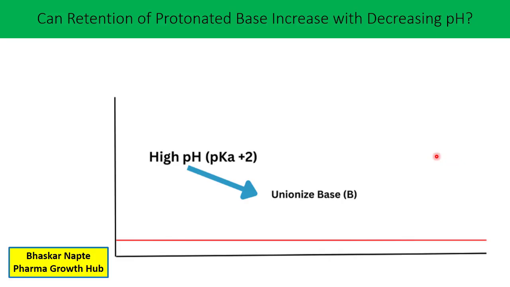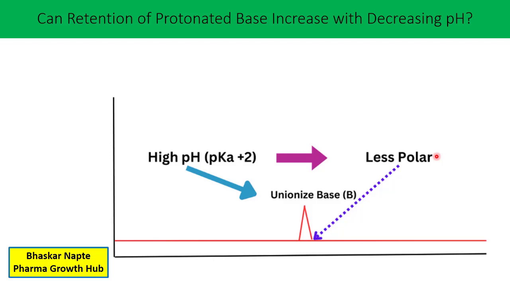So any basic compound can stay in an unionized or ionic state depending on the pH and pKa. It has been said that if the pH is greater than pKa plus 2, the basic compound stays unionized. Isn't it? It will not undergo ionization. And as it is not undergoing ionization, it stays less polar or non-polar. And if you apply the reverse phase retention principles, one can easily conclude that such a less polar, unionized basic compound will have the longer retention time.